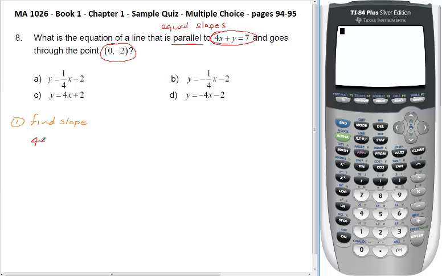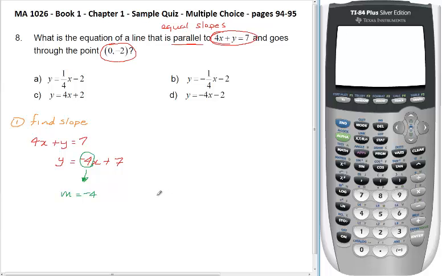So I take 4x plus y equals 7, and I solve for y to find the slope, put it in mx plus b form, right? y, bring over the 4x, it becomes negative 4x plus 7. So I change it to slope intercept. We did that, so we know the slope is the coefficient on the right, which is the number in front of the x. So my slope here is negative 4.